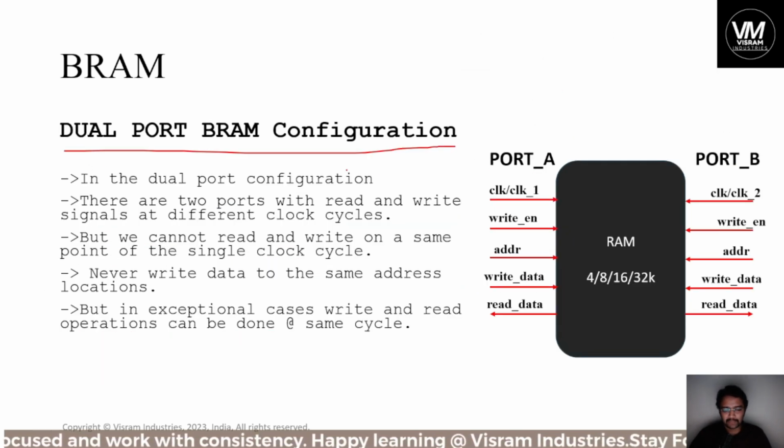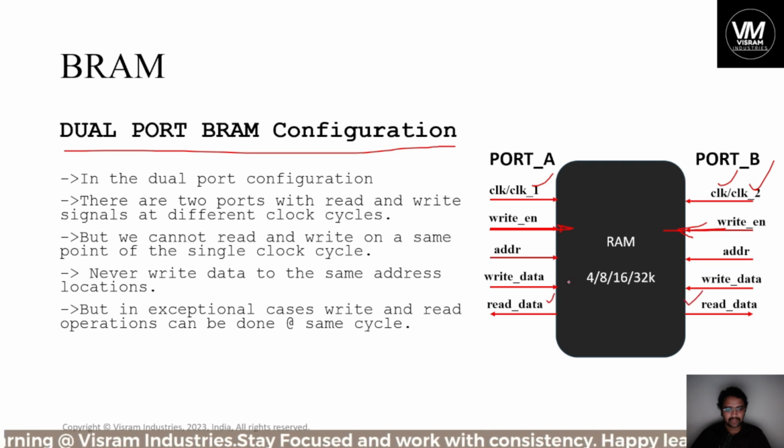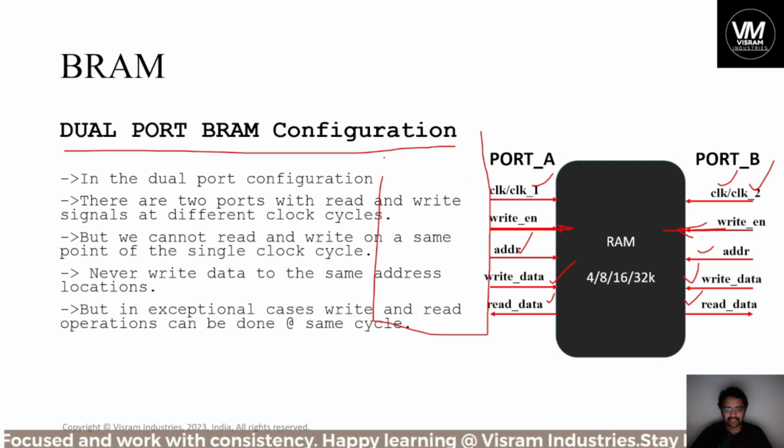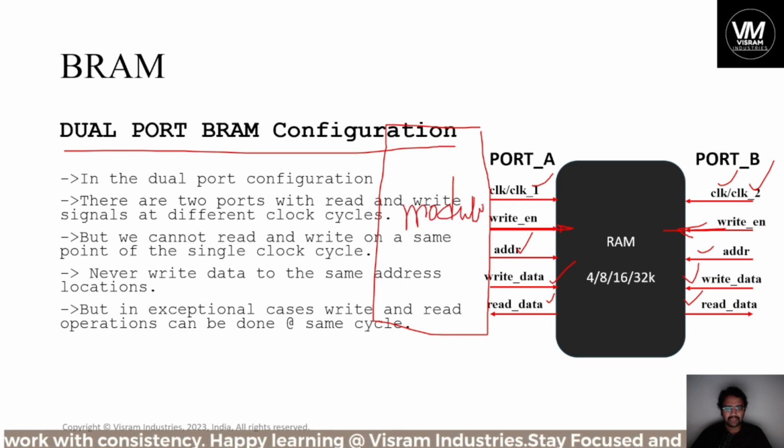For the dual port BRAM configuration, we should keep in mind we have two different clocks which can be asynchronous, and we have write enable from port B as well, and we have read data, write data and address. So block RAM is utilized by ports A and B. For example, imagine it is connected to a module here. This module can be an ALU.